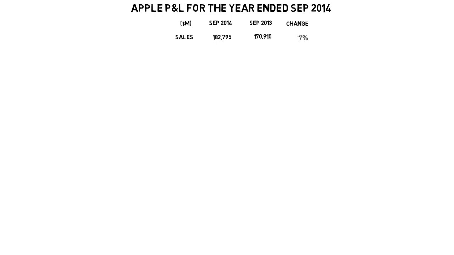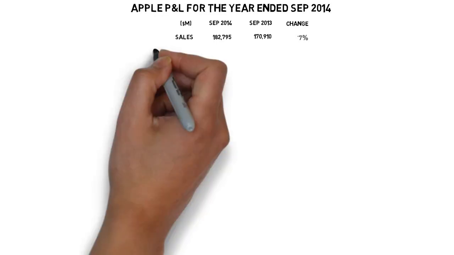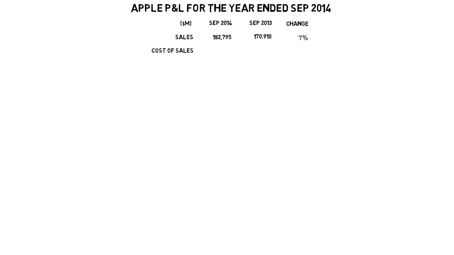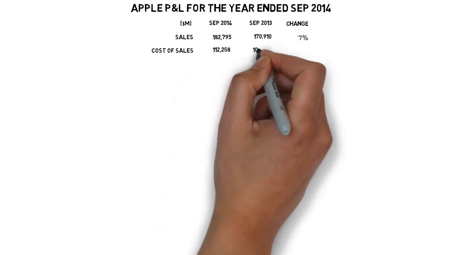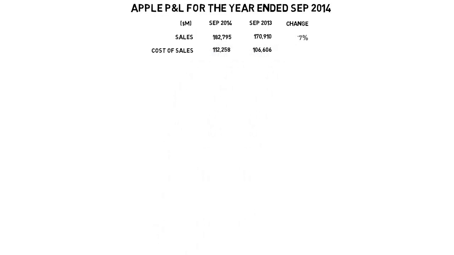The next line is cost of sales. This is also called cost of goods sold, and it represents the direct cost involved in making the product. So, for example, for Apple, this will include the cost of materials and components used in the iPhone and for the iPad, in addition to the labour involved in manufacturing those products. Indirect costs, like marketing or research, are not included here.